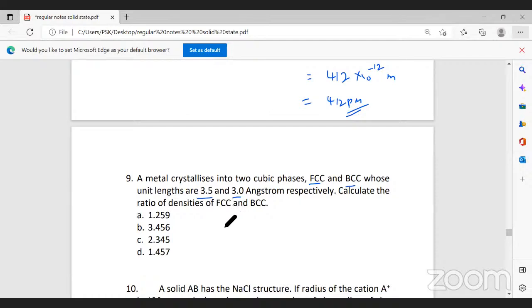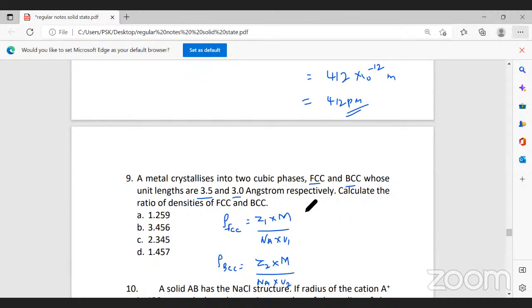So first they have given FCC. So the density of FCC will be equal to what now? We'll write Z1 into M, because the metal remains the same in both the cases, FCC and BCC, divided by Na into V1. Now the density of BCC, what will it be? It will be Z2 into M, and the mass remains the same, divided by Na into V2.